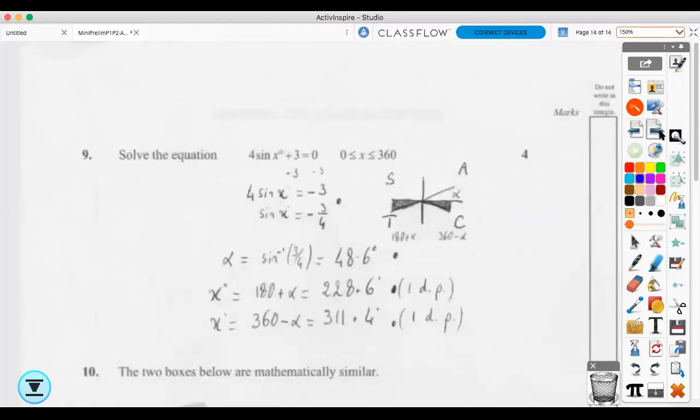So let's do 9 and 10 quickly. This is what we've been doing not too long ago. So the first mark is to just solve that: sin x equals -3/4. So that's your first mark. Now your second question is, if you want to use CAST, make sure you put C bottom right. That's why it's called CAST.